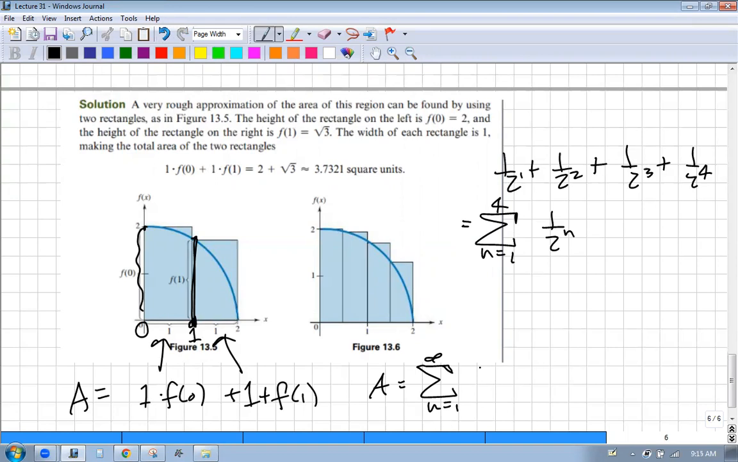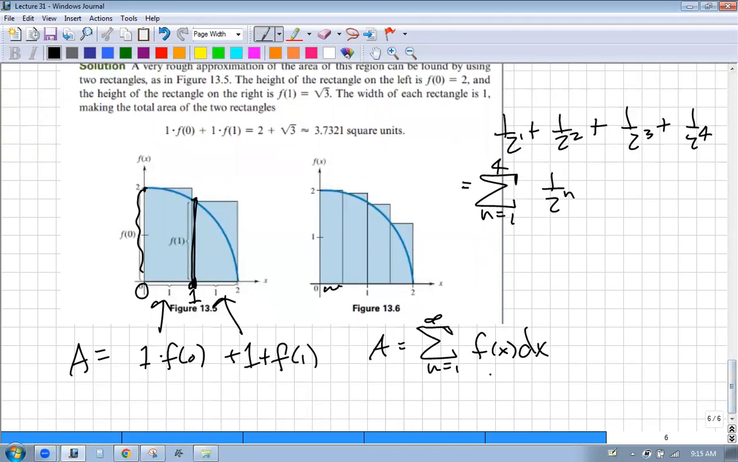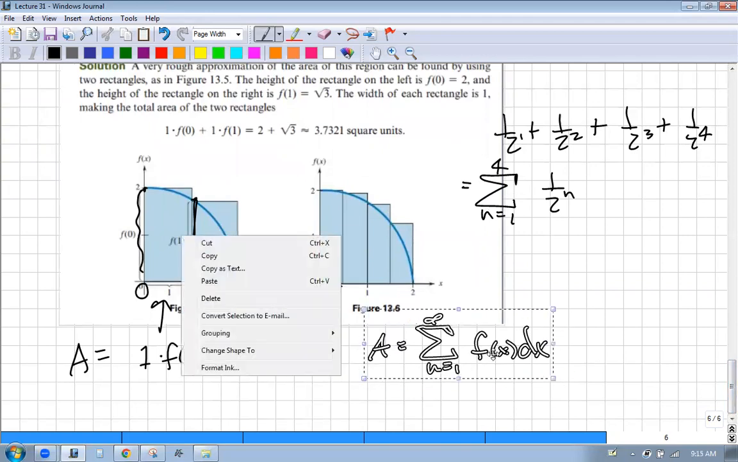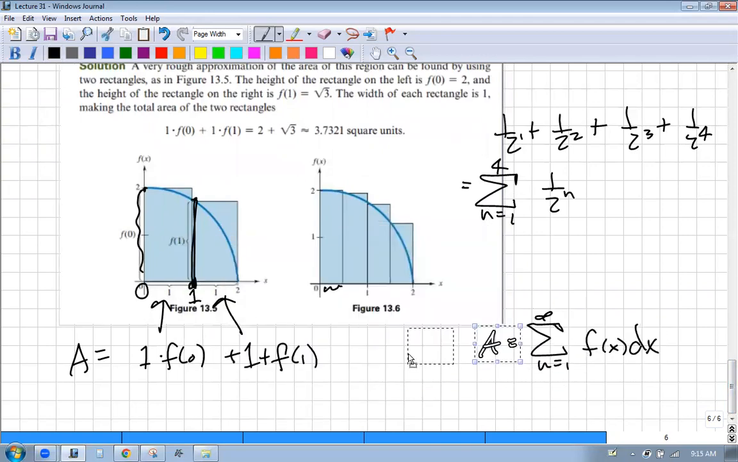So we need the length times the width. If we call each of these widths dx, that's the width, and the height is just f of x. The area is going to be basically the limit as dx gets smaller. It's going to be something like that. That's the rough idea.